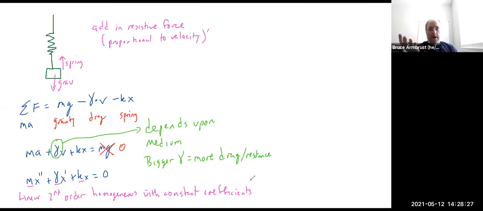So, for example, if we had this spring and mass system in water, that's going to be a bigger gamma than if it's in air, right? The water is going to slow down this motion faster than the air will. Or if it was in motor oil, or in honey, or insert favorite fluid here, each of those fluids is going to give you a different gamma. All right, so that's really going to come from just what the material is.